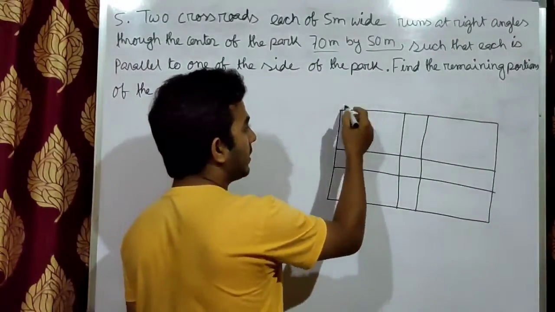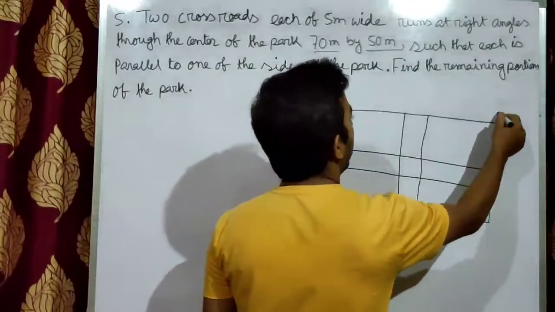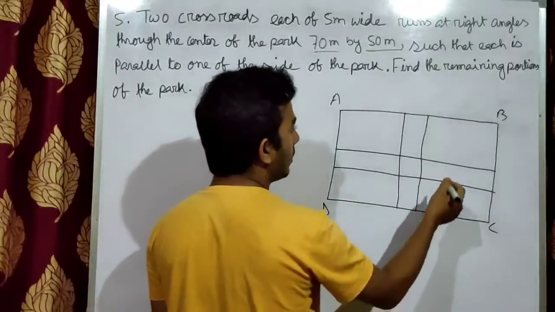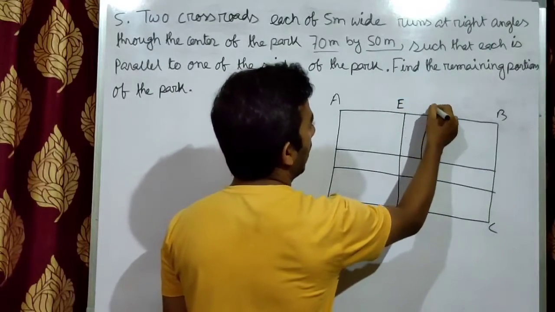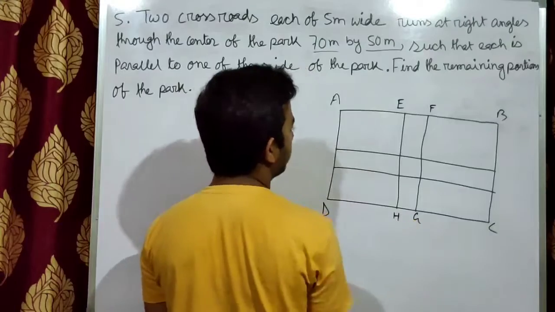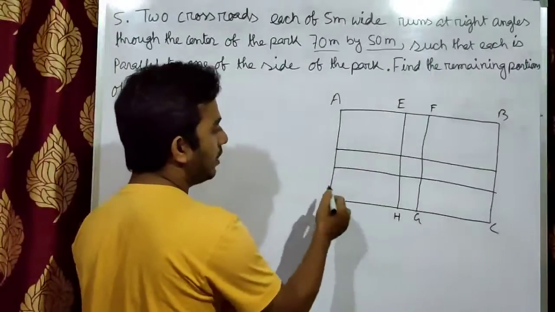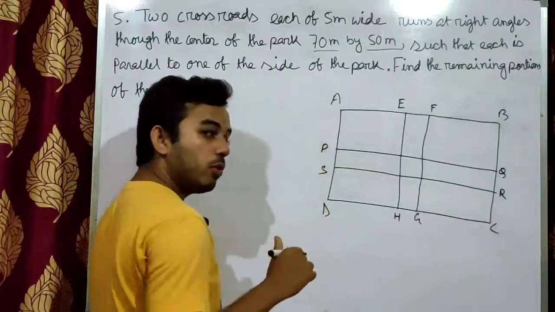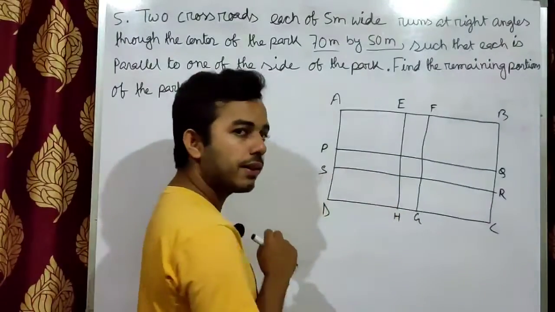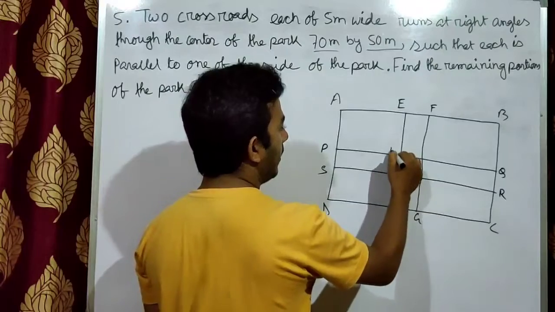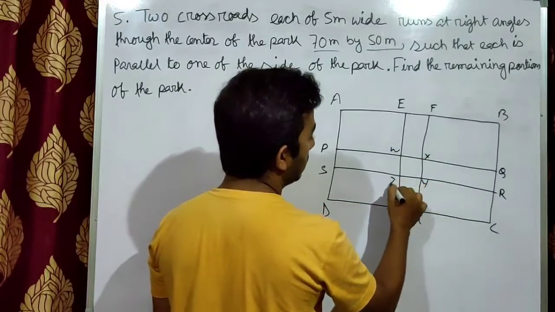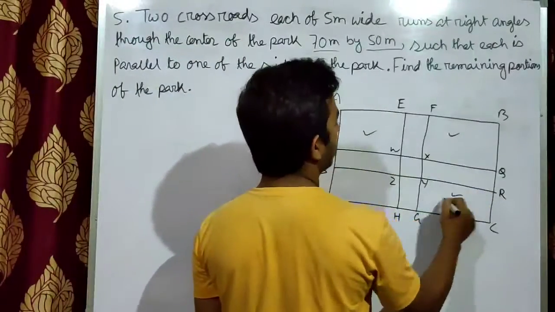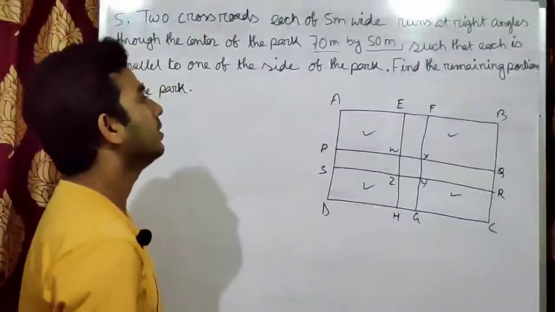First of all let us name our park A, B, C and D. Next we have to name the two roads, right? Consider E, F, G, H, and this road is P, Q, R, S. And one thing more: we have subtracted the area of the square, so it will be W, X, Y, Z. What do we have to find? We have to find these regions, the area of these four regions.